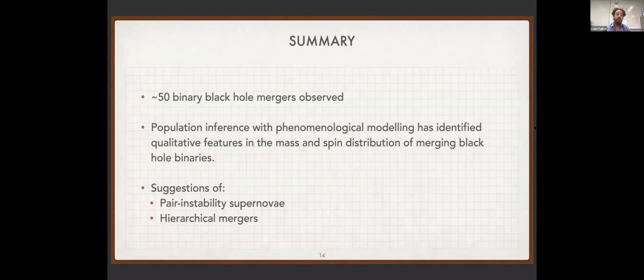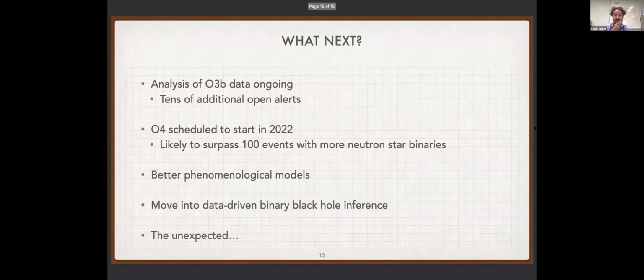So in summary, in the past 5 years, we've observed about 50 binary black hole mergers, and that's allowed us to start identifying some qualitative features in the mass and spin distribution of merging black holes. And in particular, we've got suggestions of pair instability supernovae and hierarchical mergers. So in the last 20 seconds, I'll just ask the question, what next?